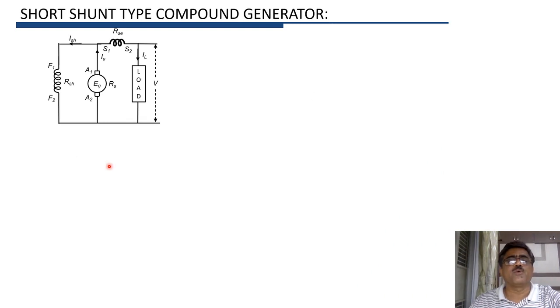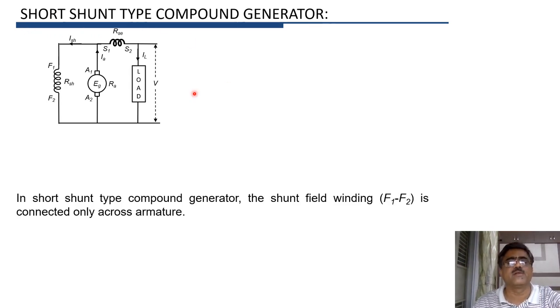The third type of self-excited generator is DC compound generator. And according to the way in which series and shunt field windings are connected, there are two types of compound generators, short shunt type and long shunt type. Let us first see short shunt type compound generator.